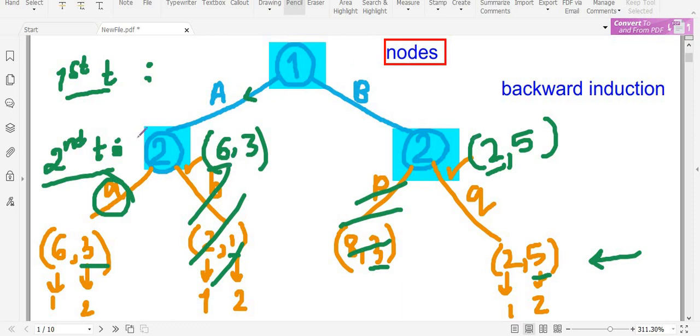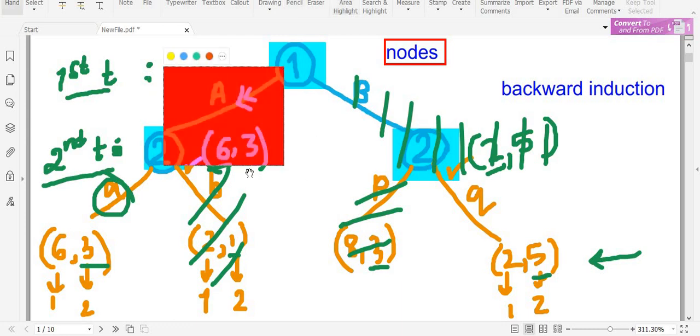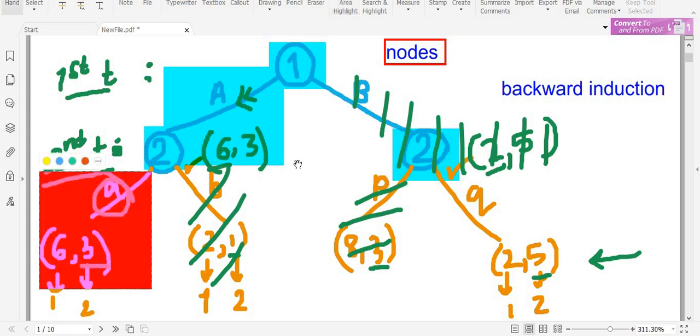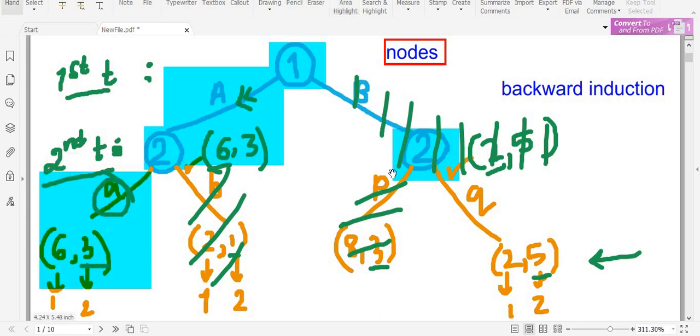Now that I know that with capital A I get 6 and with capital B I get 2, of course I will choose capital A because 6 is greater than 2, which means this portion is invalidated because I will never choose a lower number. I will always want to be as good as possible. So player 1 will choose capital A because it gives higher utility, and player 2, as in the reverse calculation, will choose small a. That means the game will unfold in this path.